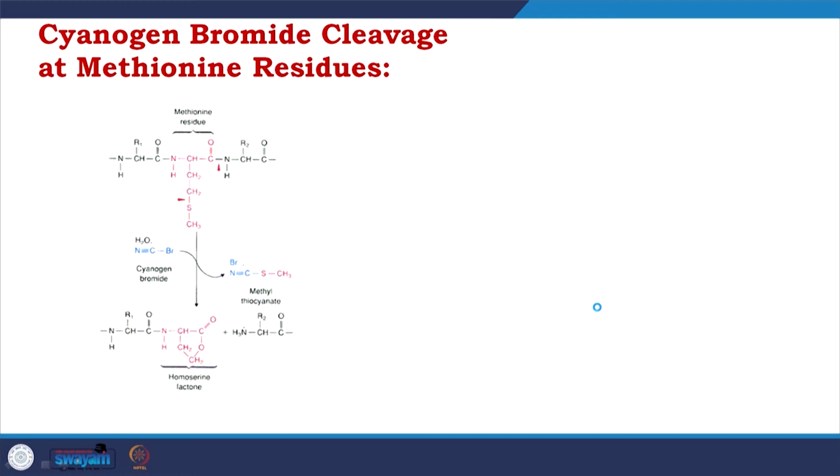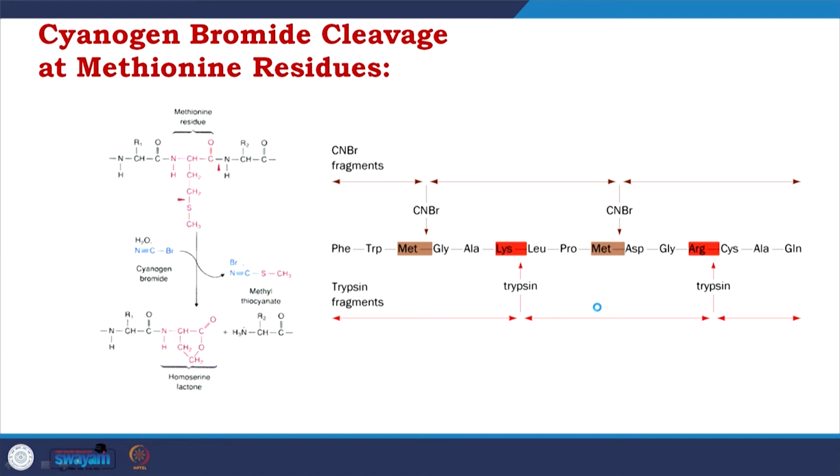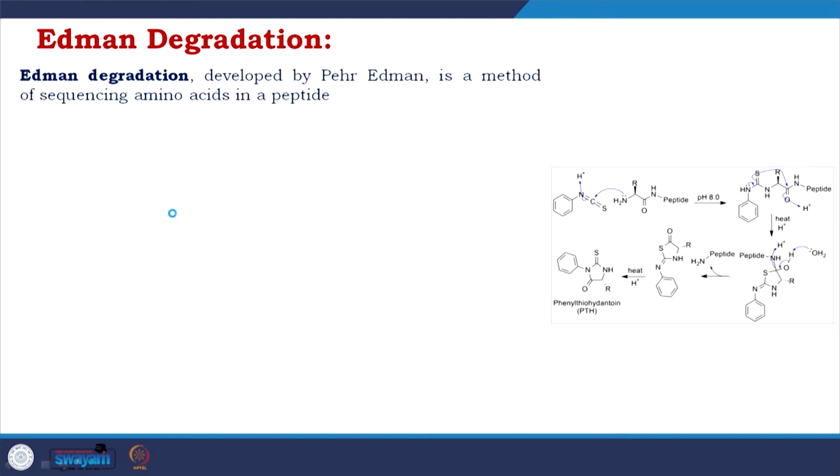So, how does cyanogen bromide cleave the methionine residue? You will see that the cyanogen bromide attacks and it cleaves the residue between the methyl group and the sulfur, and it forms a homoserine lactone. It could mainly work on methionine, it could be used in combination with trypsin. Edman degradation is a very famous method. I talked about this earlier. It was developed by Edman, a method of sequencing amino acids in a peptide.